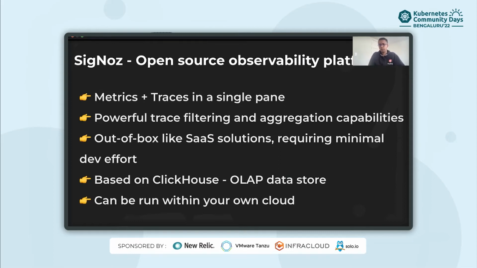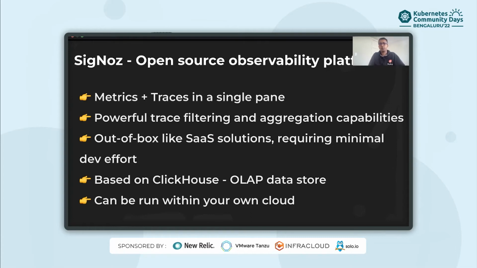As of now, SigNoz is an open source observability platform, primarily focusing on application and performance monitoring. So we are an open source APM. Currently, we have metrics and traces, and as I showed you in a quick demo, you can go from metrics to traces very quickly. We are soon also adding logs. We have very powerful tracing filtering functionalities, and you can aggregate things very well.